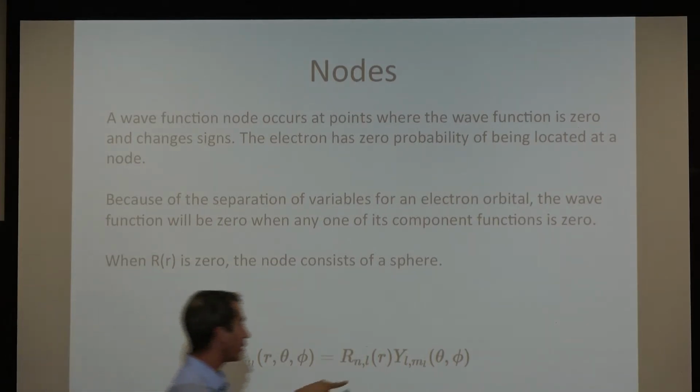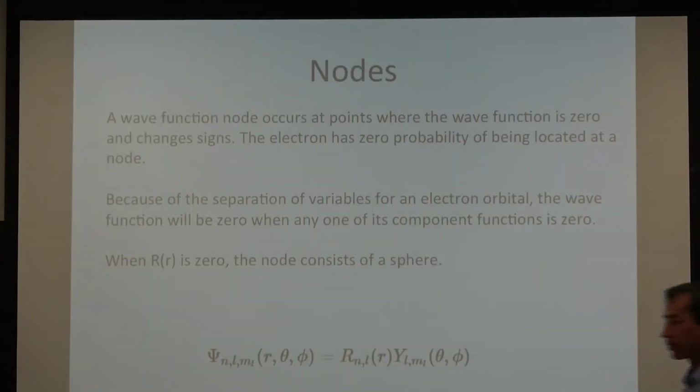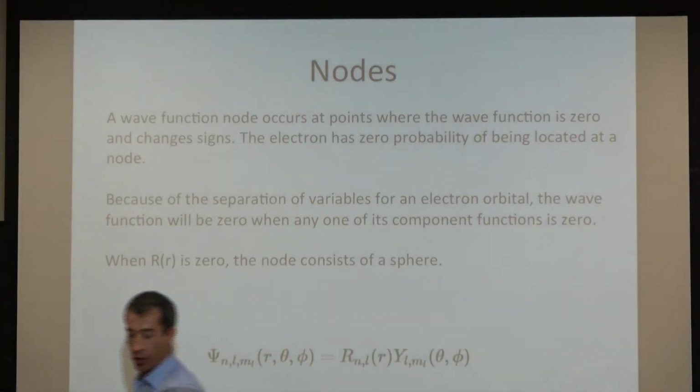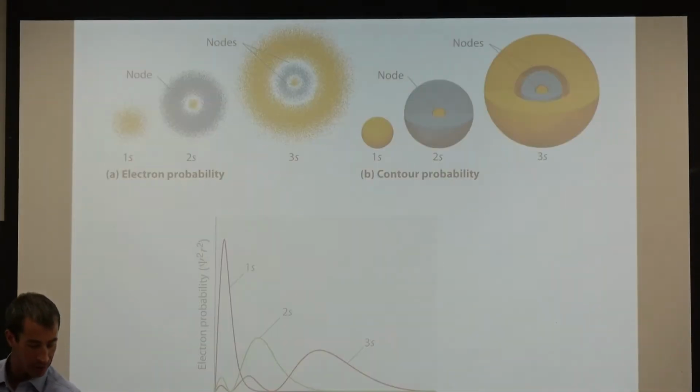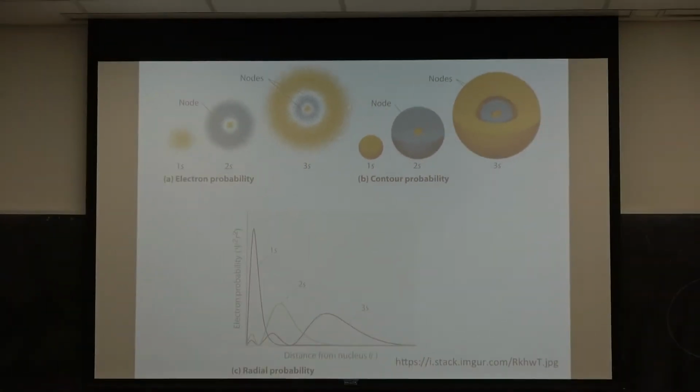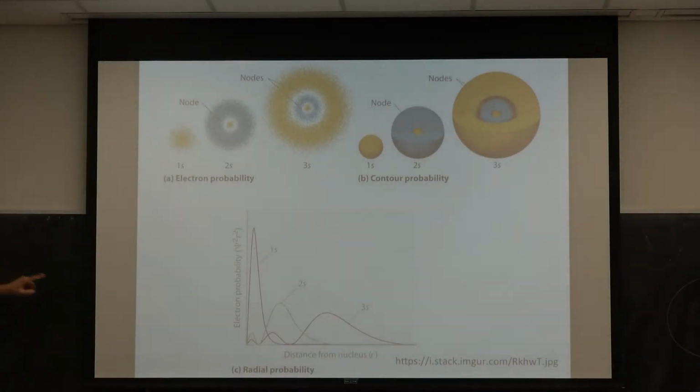So remember we described the radial function as just the distance from the center, and the angular function as the area over the curved surface of that sphere. When either of those is 0, then you have a node. So if we look at just a simple 1s, 2s, and 3s, a 1s has 0 nodes, a 2s has 1, and a 3s has 2, right?